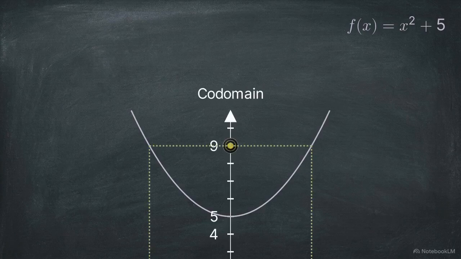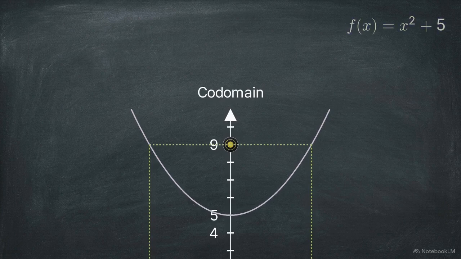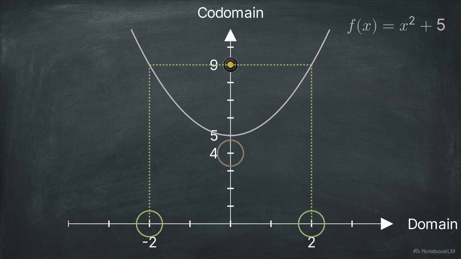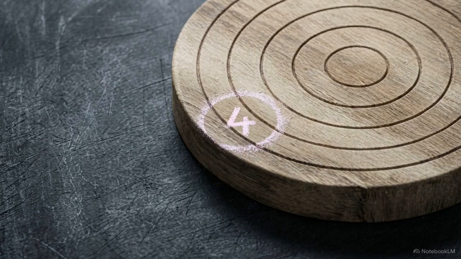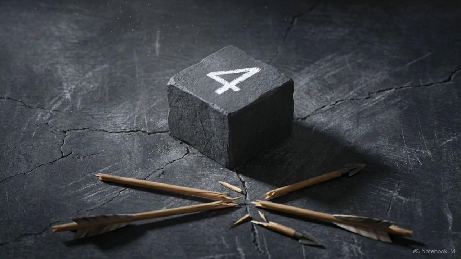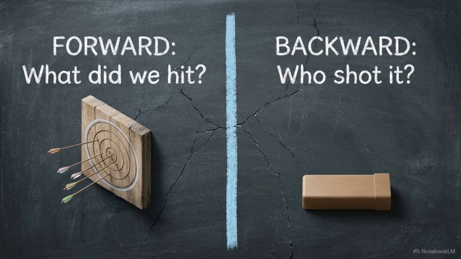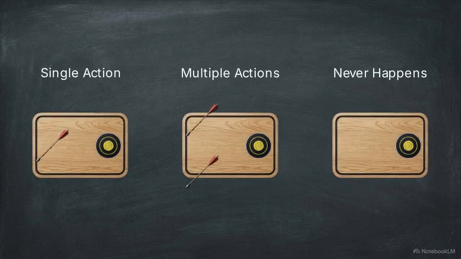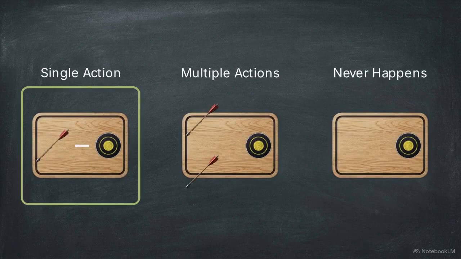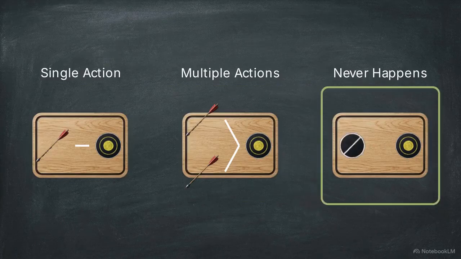If you square either of them and add 5, you get 9. 2 different inputs manage to strike the exact same hole on the target. Now, let's look lower down on the exact same board and try to find the preimage for the output number 4. The preimage of 4 is what we call an empty set. Because of our rule, no real number will ever output a 4. It's a spot on the target board that is mathematically impossible to hit. Tracing the preimage tells us the full story of an event. It lets us know if a specific result was caused by a single action, multiple actions, or if it could never happen in the first place.